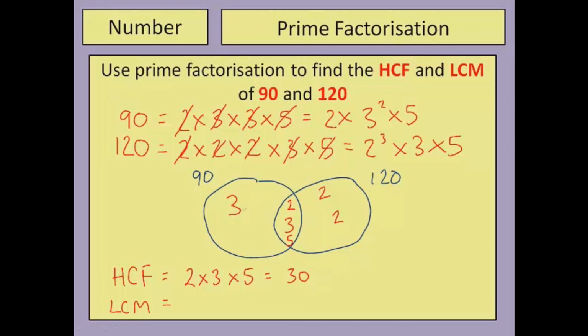Now the lowest common multiple is simply all of the numbers that you see in the Venn diagram multiplied together. So this 3, 2, 3, 5, 2 and 2 again. So you'd need to do 3 times 2 times 3 times 5 and then times the final 2 2's on the outside. And if you multiply all those together, 3 times 2 is 6, times another 3 is 18, times 5 is 90, times 2 is 180, times another 2 is 360.